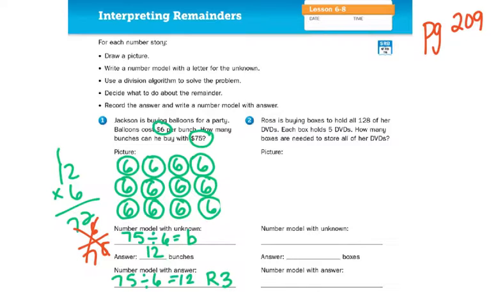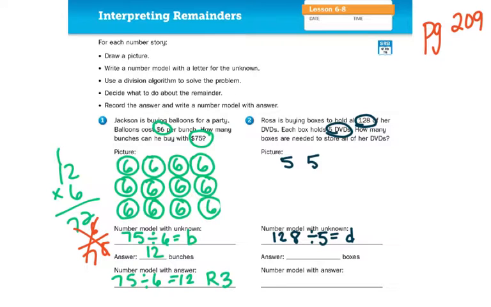Number 2, Rosa's buying boxes to hold all 128 of her DVDs. Each box holds 5 DVDs. How many boxes are needed to store all of her DVDs? So we take the 128 DVDs, divide it into groups of 5, and I'm just going to put a D for DVDs. Now, I'm just going to count up by 5s until I get to 128, and then let's see what happens. So 5, actually I'm just going to write 5s rather than trying to draw a box. Each 5 represents a box of 5 DVDs.